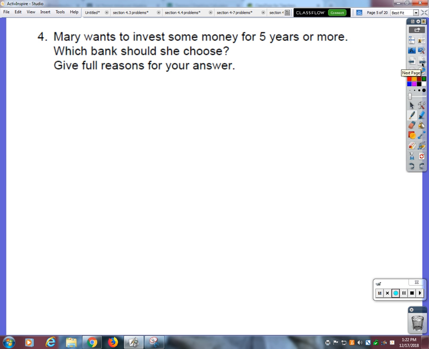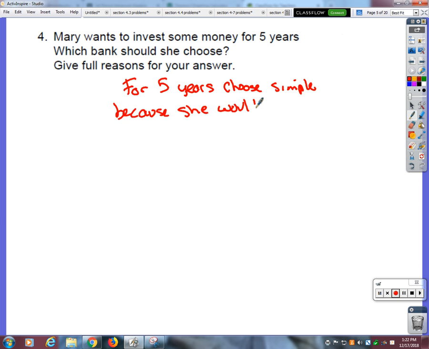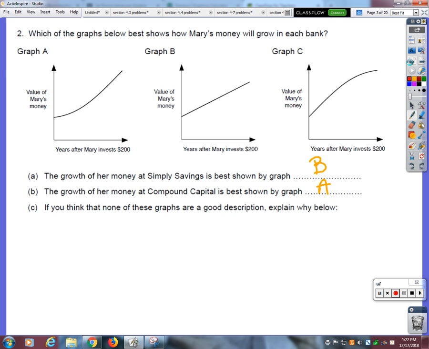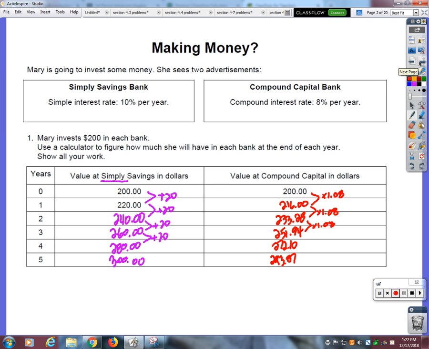Okay, Mary wants to invest some money for 5 years. Let's just figure it out for 5 years. Which one would she choose? Okay, so Matthew claims that after 5 years she should choose simple because she would have more money then. Do you agree? Sure. If you look at the table at the very beginning, after 5 years with simple interest, she's got $300. After 5 years with the compound interest, only $293.07.